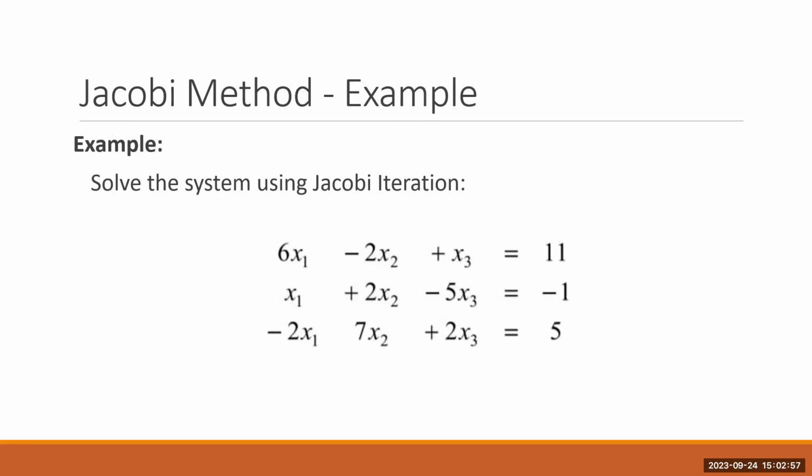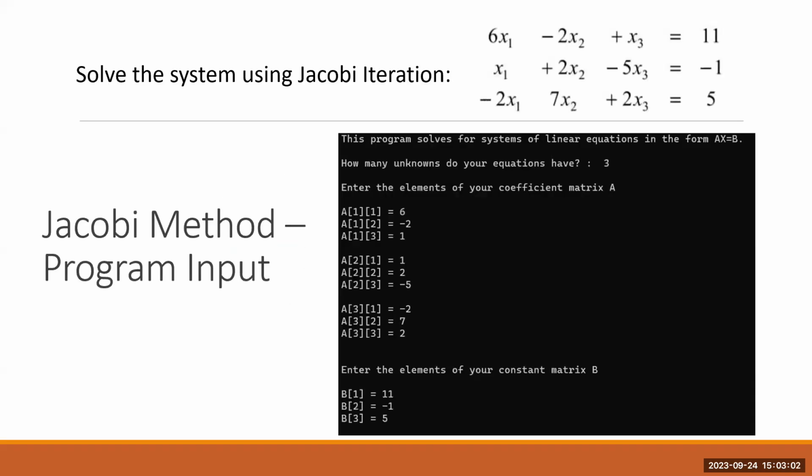So let's solve this system of linear equations using Jacobi iteration. Here are the inputs for the program. The user should input the number of unknowns in our system, so in this case, 3. The user also needs to input the elements of the coefficient matrix, or the matrix A, which is a 3 by 3 matrix, and also the elements of the constant matrix, or the right-hand side numbers, which are 11, -1, and 5.